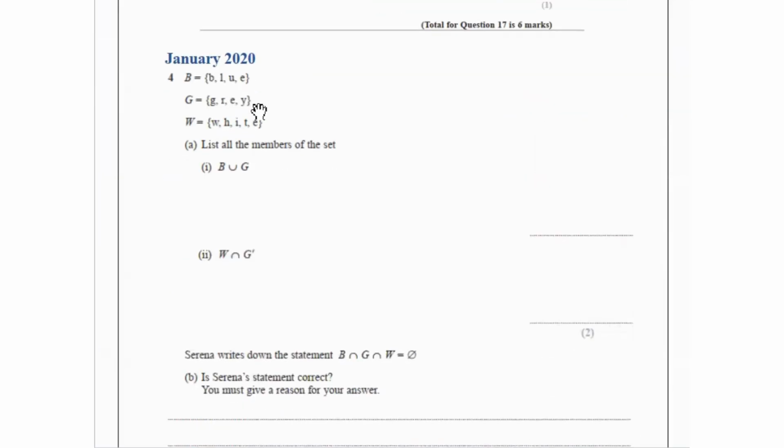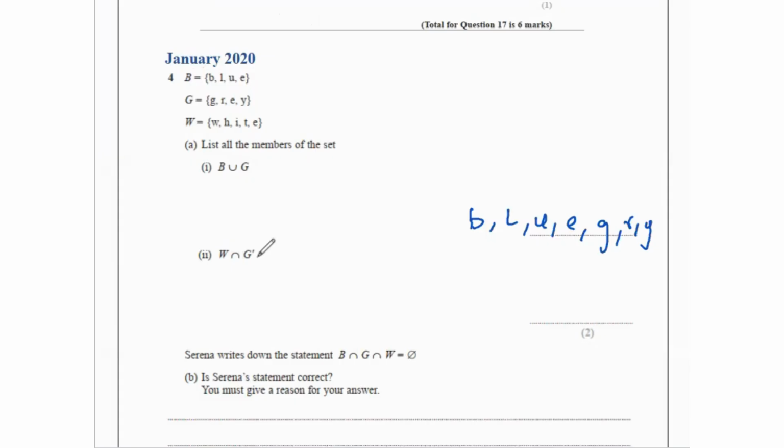Then it says that set P has the elements B, L, U, E. Set G has the elements G, R, E, Y. W is W, H, I, T, E. List all the members of the set B union G. So B union G would be all of the elements in B and G. So that's B, L, U, E, G, R, Y. E is common between both B and G, so we only write it once, not twice.